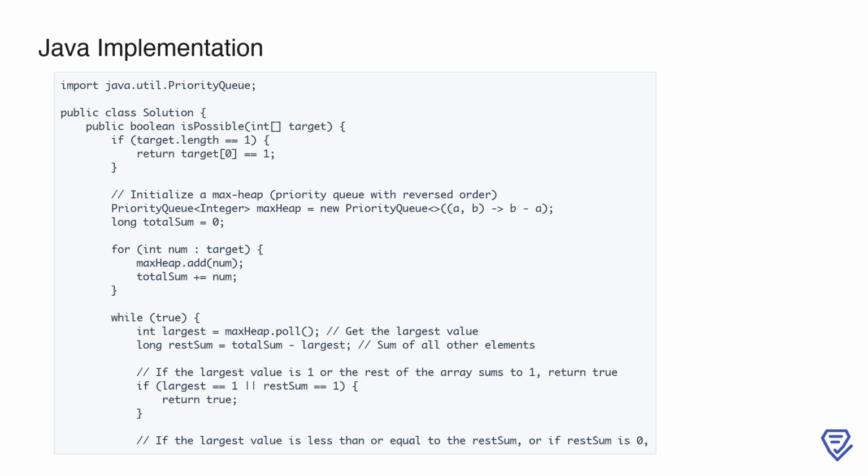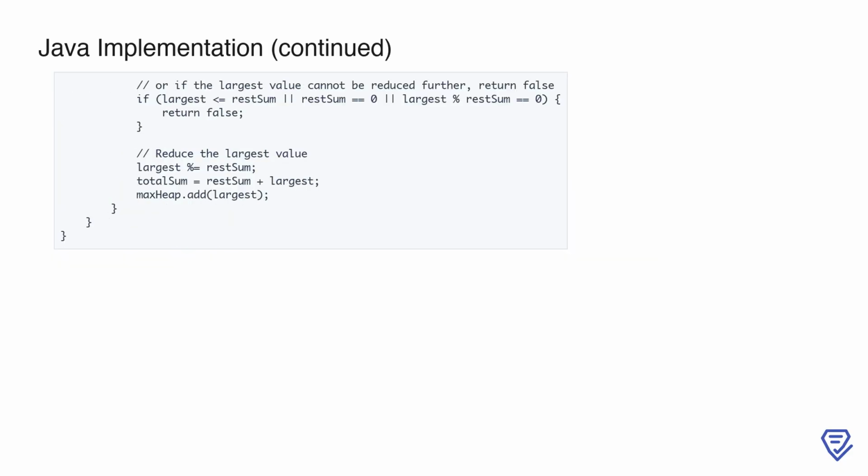Now, we repeatedly extract the largest element from the heap using poll, which gives us the maximum value in the array. We calculate the sum of the remaining elements by subtracting this largest value from the total sum. These steps set up the core mechanics for checking whether the reduction process is feasible. Next, we evaluate a set of conditions to determine if the reduction process should stop.